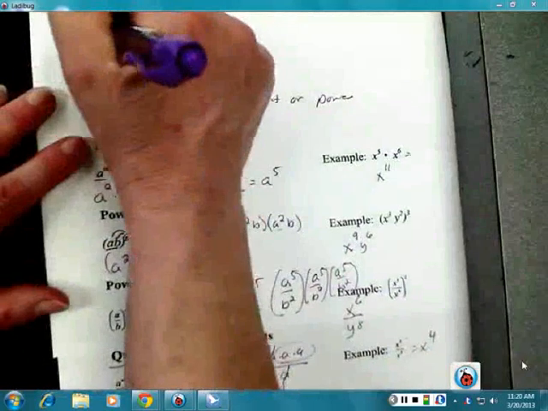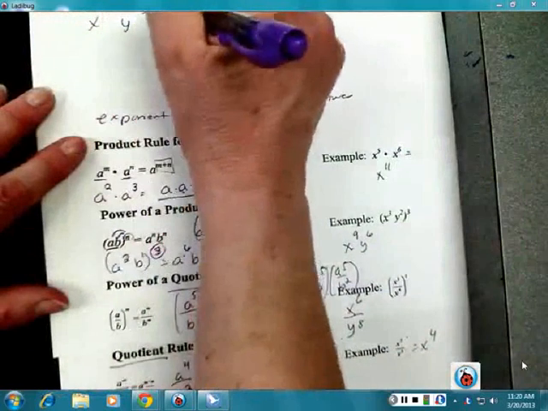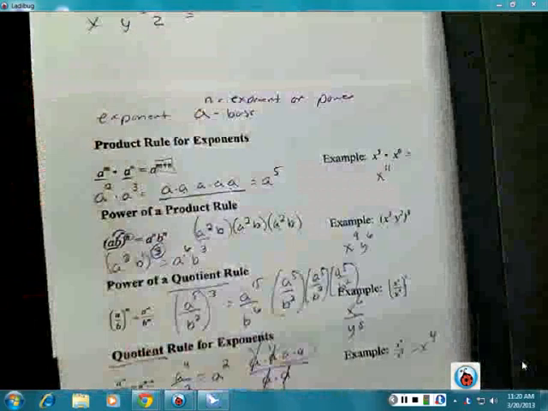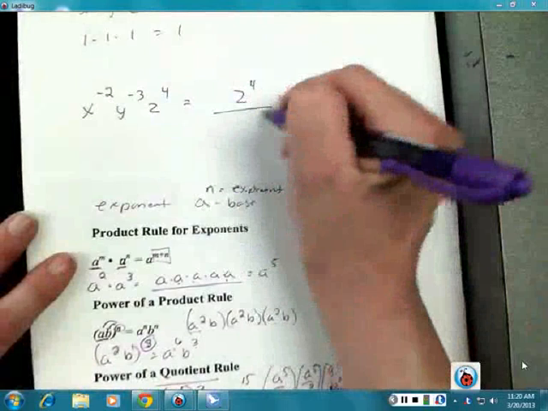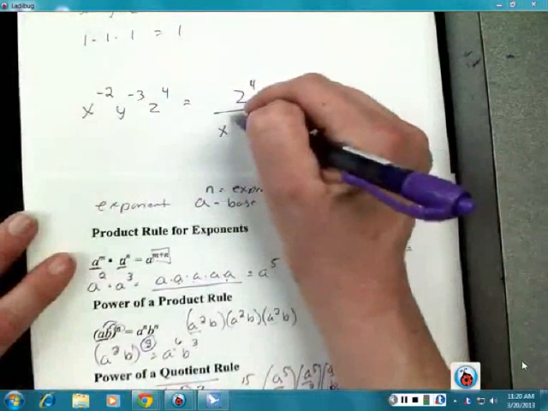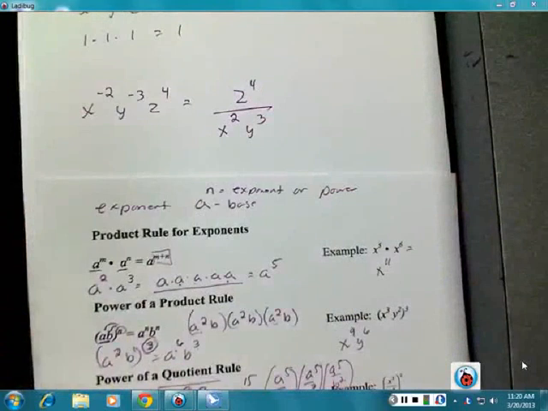So more examples of those guys. If I had x to the negative 2nd, y to the negative 3rd, z to the 4th, what would I end up with? Z to the 4th on top. X squared y cubed on the bottom, right? Yep, that's your answer. Can't do anything else with it.